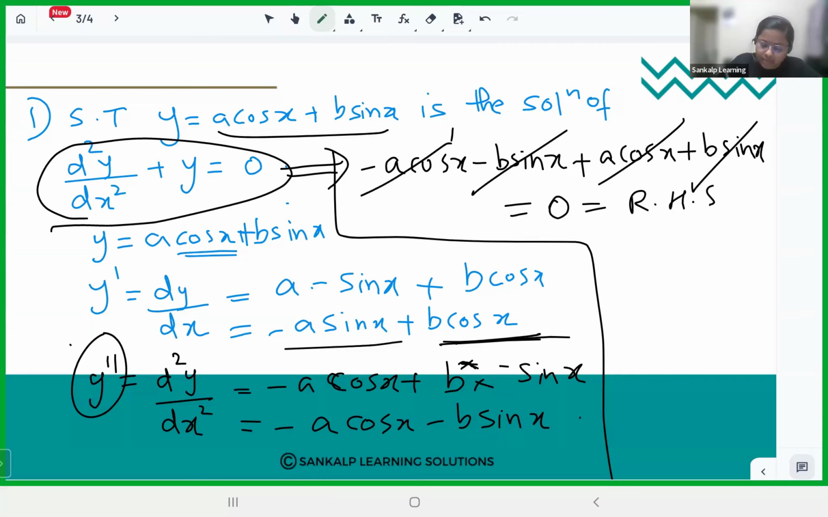So we started from LHS and we got RHS, which means y equal to a cos x plus b sin x satisfies that particular differential equation.